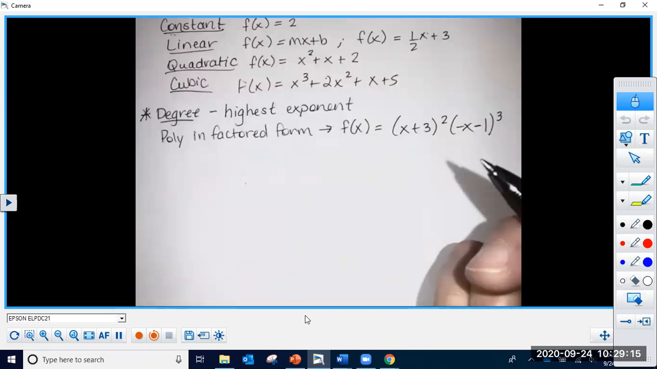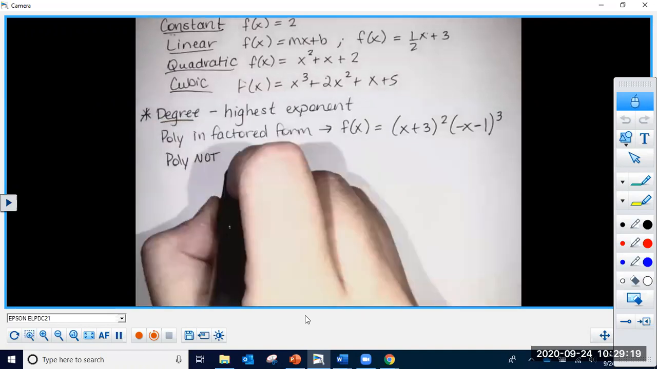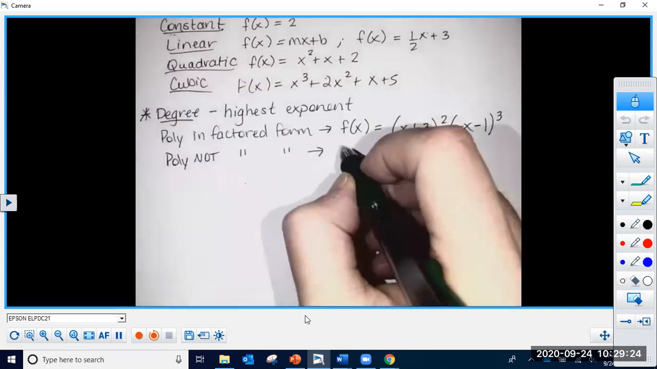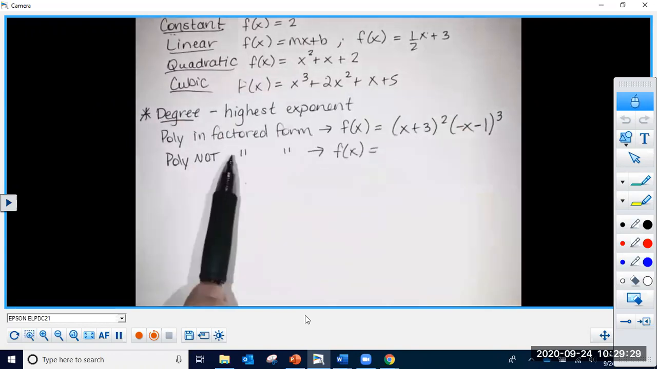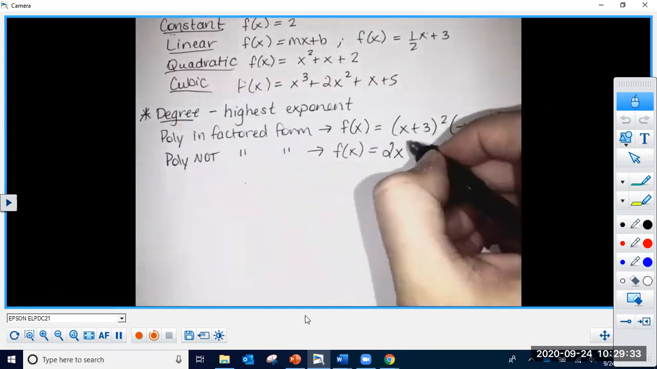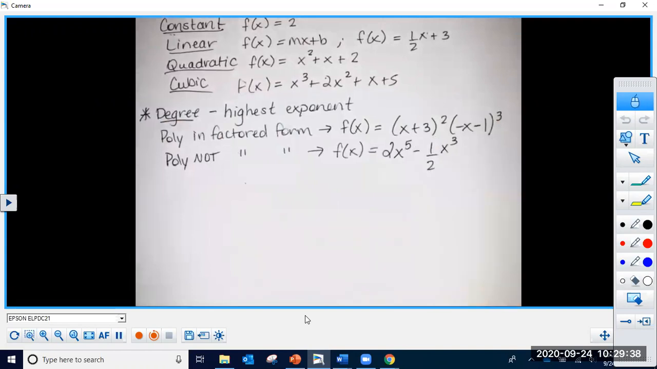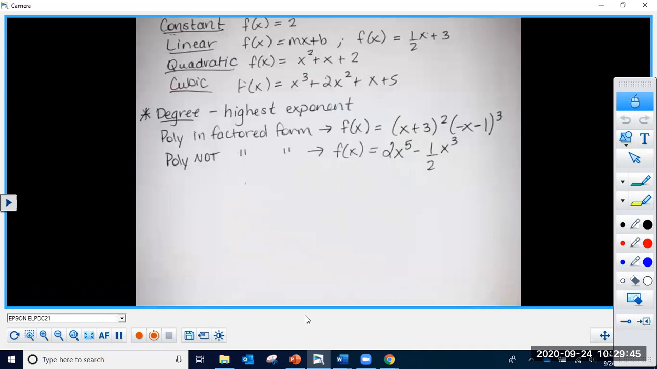When it is not, and I'm going to use these ditto marks, just simply means you bring down the word above it to shorten down what we write. So if you have a polynomial not in factored form, it may look like 2x to the 5th minus 1/2 x cubed, something like that. So hopefully you see the difference. One dead giveaway, it's in factored form, you're going to see x plus something in parentheses, x minus something, parentheses.